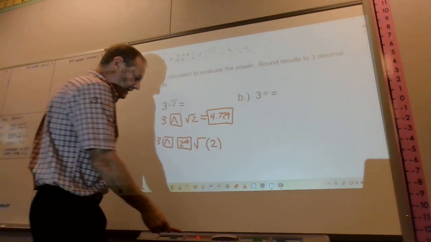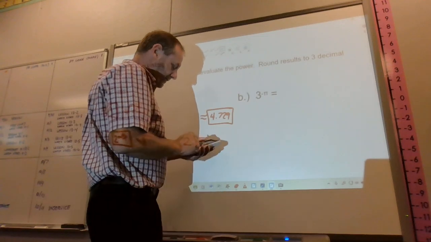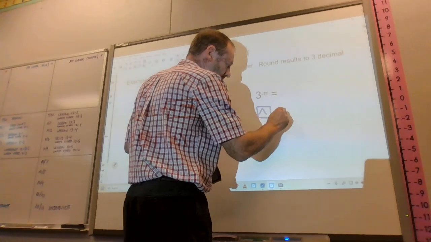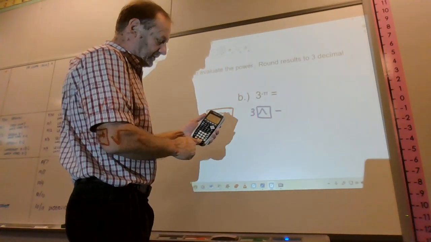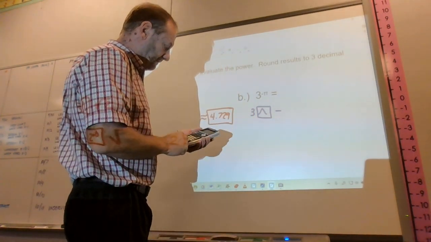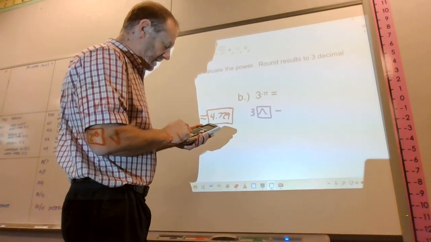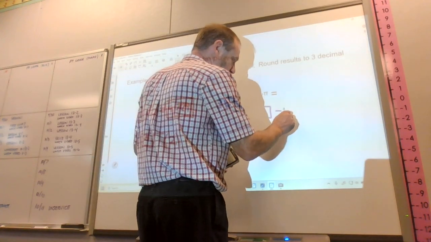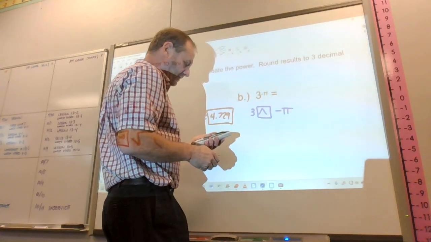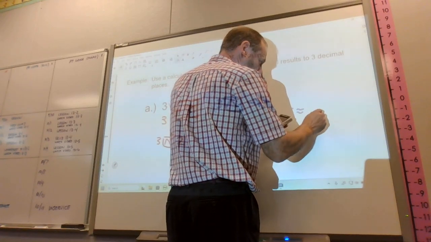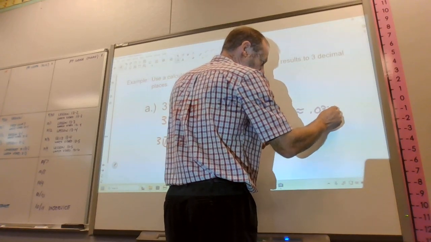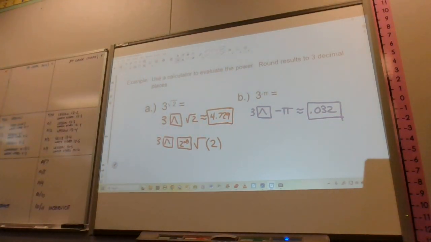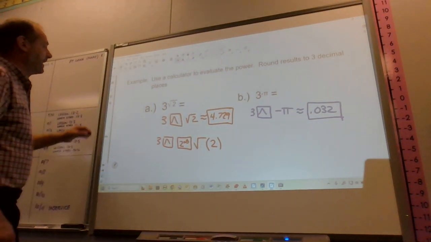Okay, 3 to the negative pi. So it's going to be 3 to the, I'm going to use the negative sign. Remember, that's the one down here at the very bottom. It's not the minus sign, it's the negative. So 3 to the negative, and then the pi key. I hit second and the power key, and that's my pi. And then when I hit enter, that's going to be approximately 0.032. Okay, so make sure you check that you can do those on your calculator.